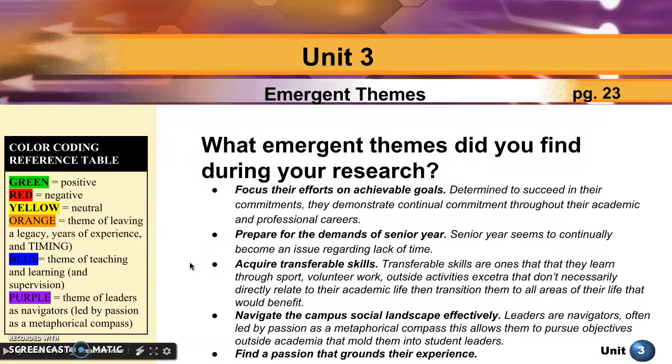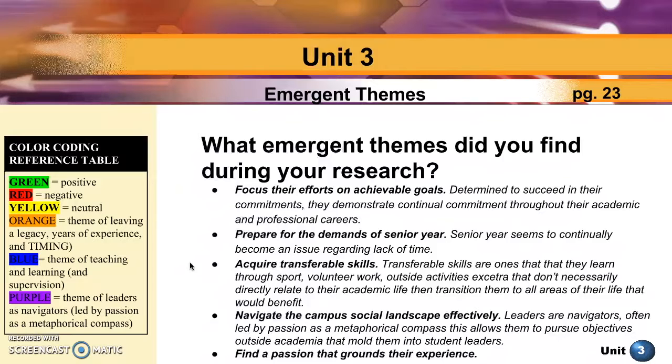What emergent themes did you find during your research? During our emergent themes, we found that we need to focus our efforts on achievable goals, and that's how the students would continue to lead. Prepare for the demands of senior year, meaning throughout your collegiate career. We found in our research that students that are student leaders usually wear many hats. And often by the time they become a senior and they're trying to manage school, work, home, jobs, extracurriculars, there's not enough space to do as many things as they would like.